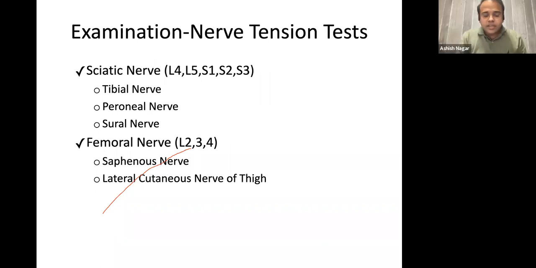In the lower extremity, we will talk about the sciatic nerve, which is a branch of the lumbosacral plexus, which further branches out into the tibial nerve and peroneal nerve, and then again a branch of both together forms the sural nerve. And then the femoral nerve, which comes off from the lumbar plexus, and then it gives further branches, which could be the saphenous nerve and the lateral cutaneous nerve of thigh.